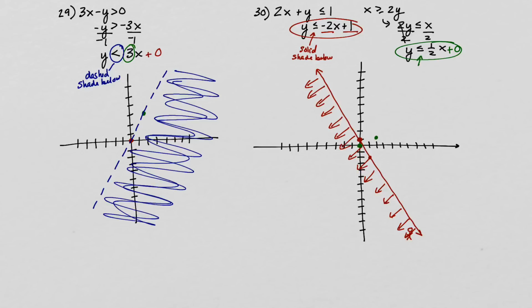It's, again, a less than or equal to, so it's a solid line. And again, we're going to shade below because of that less than. So I'm going to make a solid line here. And I'm going to shade below.